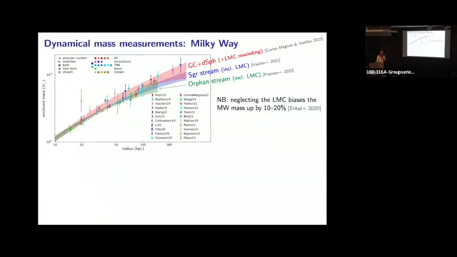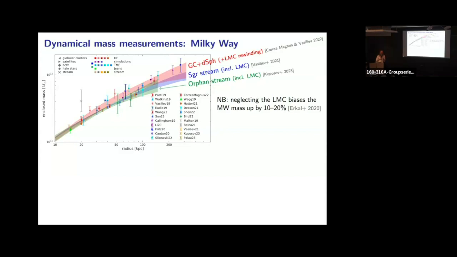As a digression, I could also mention that the LMC has an impact on the mass measurements of the Milky Way. I think so far we probably are entering the era of more precision galactic dynamics. Maybe we are no longer at the level of a factor of 2 difference, but at the level of maybe 20–30% uncertainty on the mass of the Milky Way and the mass profile of the Milky Way.